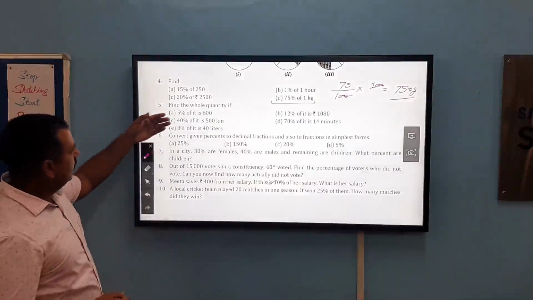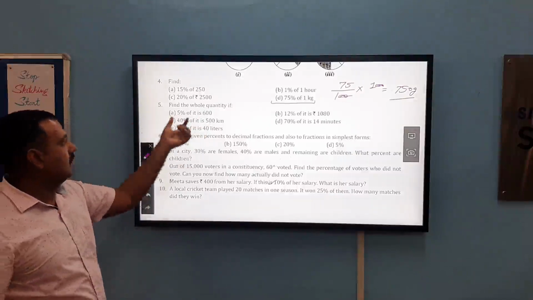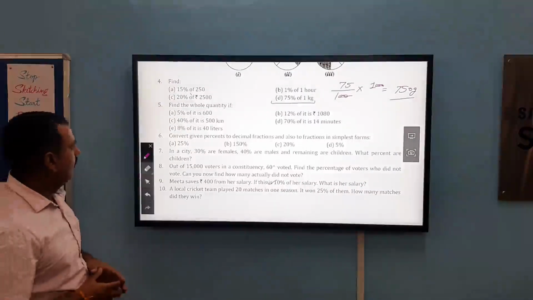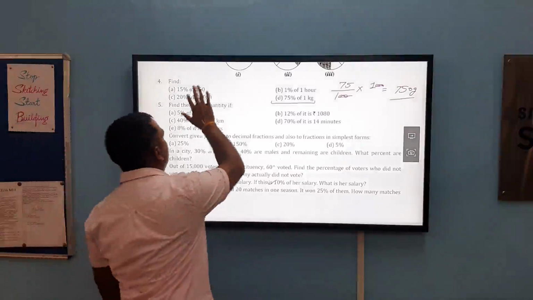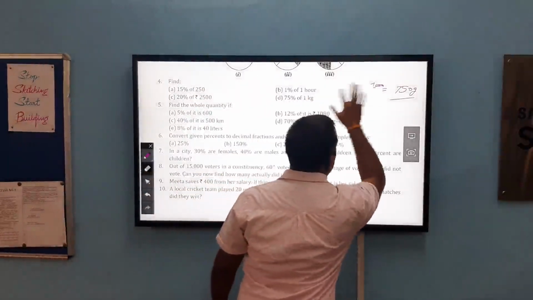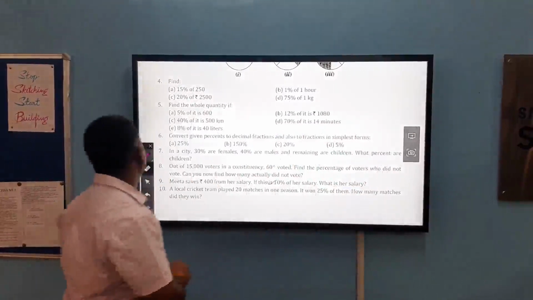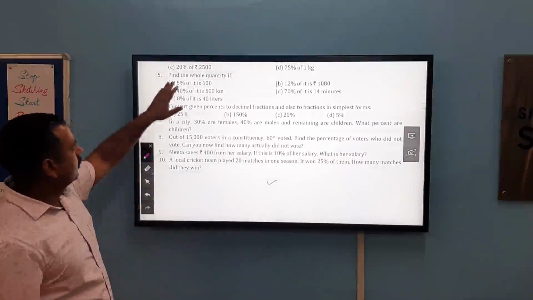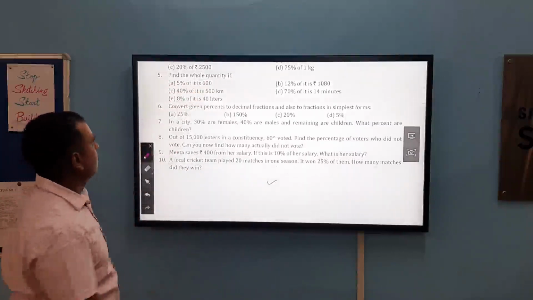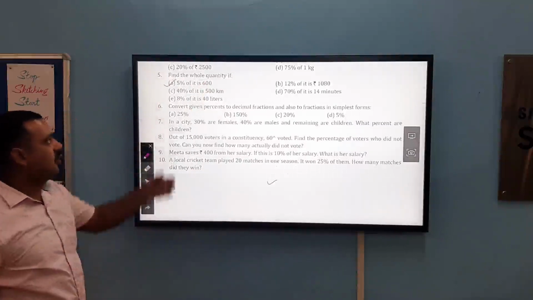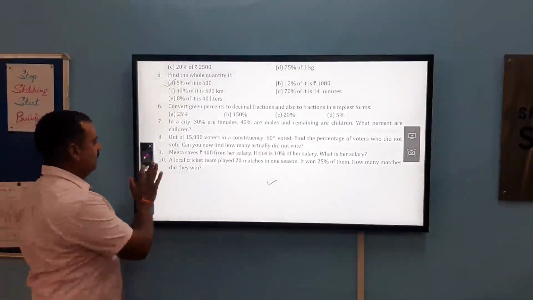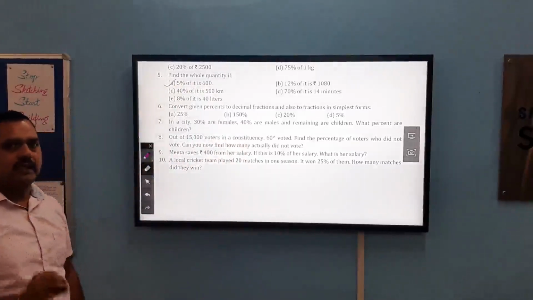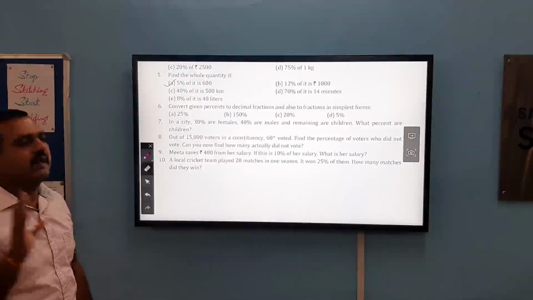Similarly, if we know the percentage part of a whole quantity, we can find whole quantity also. We practice some problems in question number 5. So let us take question number 5. So find the whole quantity if, let us take one part, in A part, 5% of it is 600. We simply know that 5% of any quantity is 600. So we have to find the quantity.